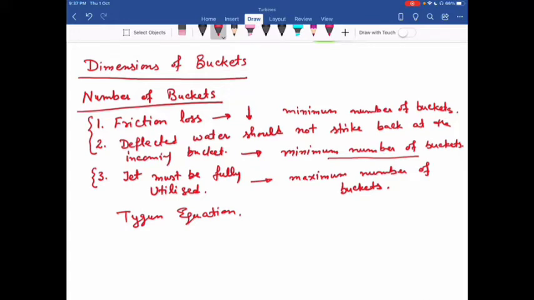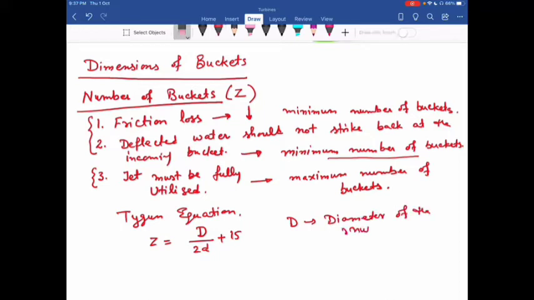Okay, now this equation says the number of buckets, that is capital Z, is equal to D divided by 2d plus 15, where capital D is the diameter of the runner and small d is the jet diameter. So D divided by 2d plus 15 gives us the optimum number of buckets on the runner.